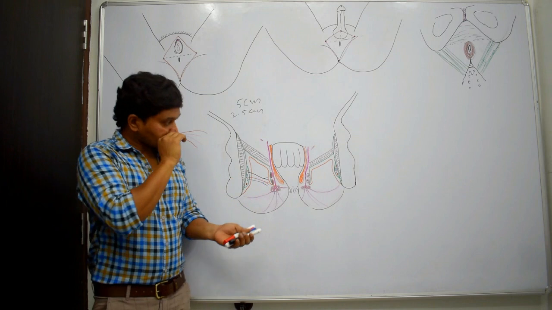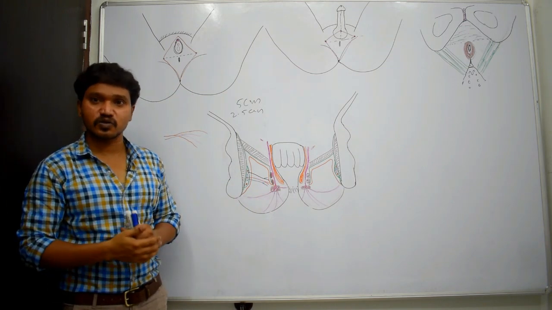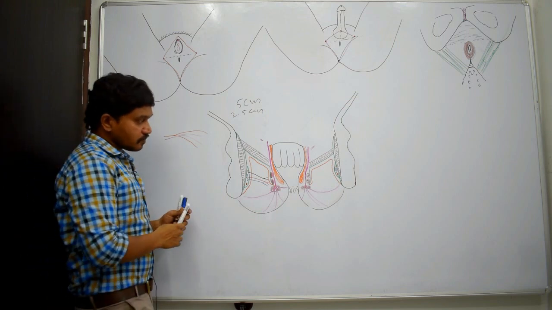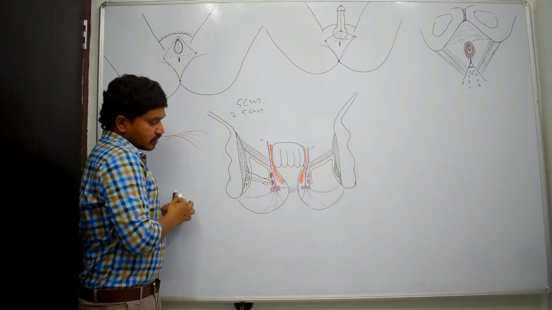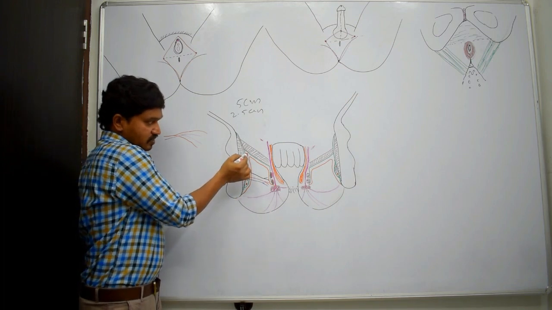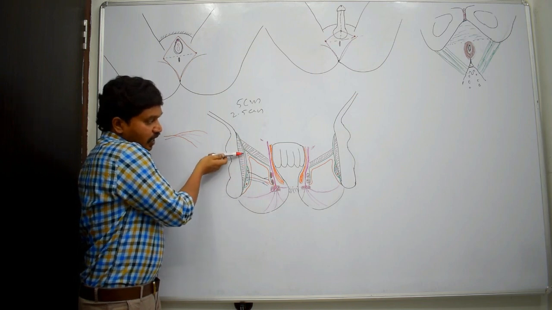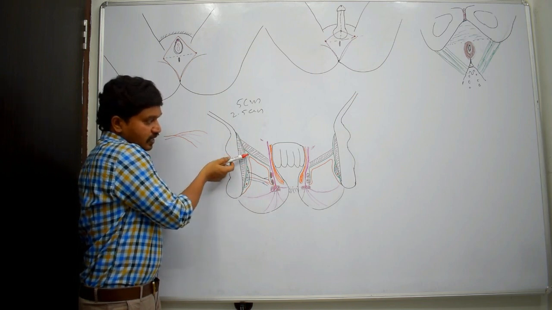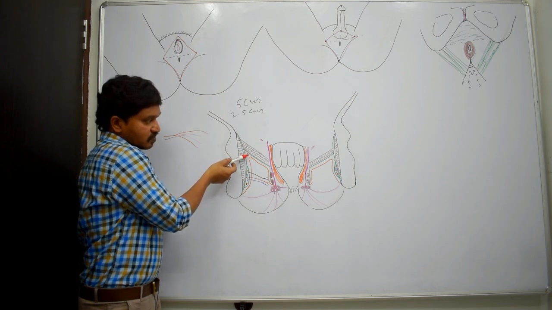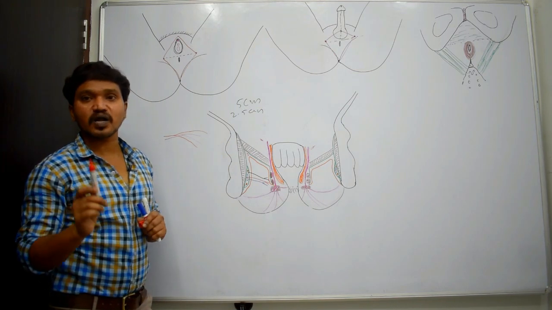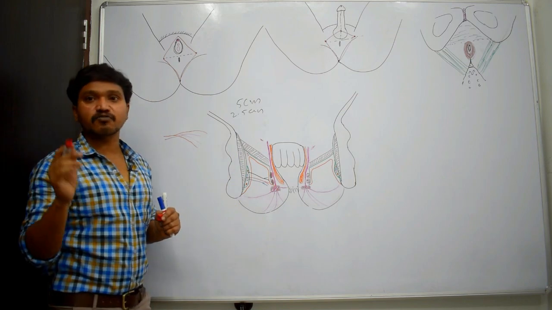Right? Then we will see the different subdivisions. What are the different subdivisions of the ischiorectal fossa? See here, this is the tegmentum. Above the tegmentum, some space is there, in between the tegmentum and the obturator fascia laterally and the anal fascia medially. This space we call the suprategmental space. This suprategmental space is filled with liquid fat.